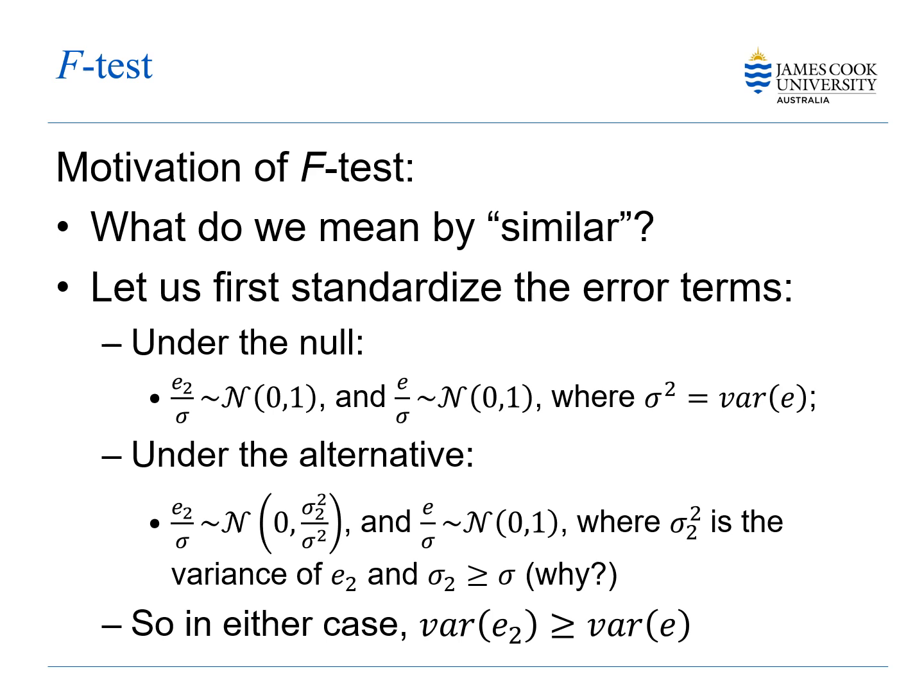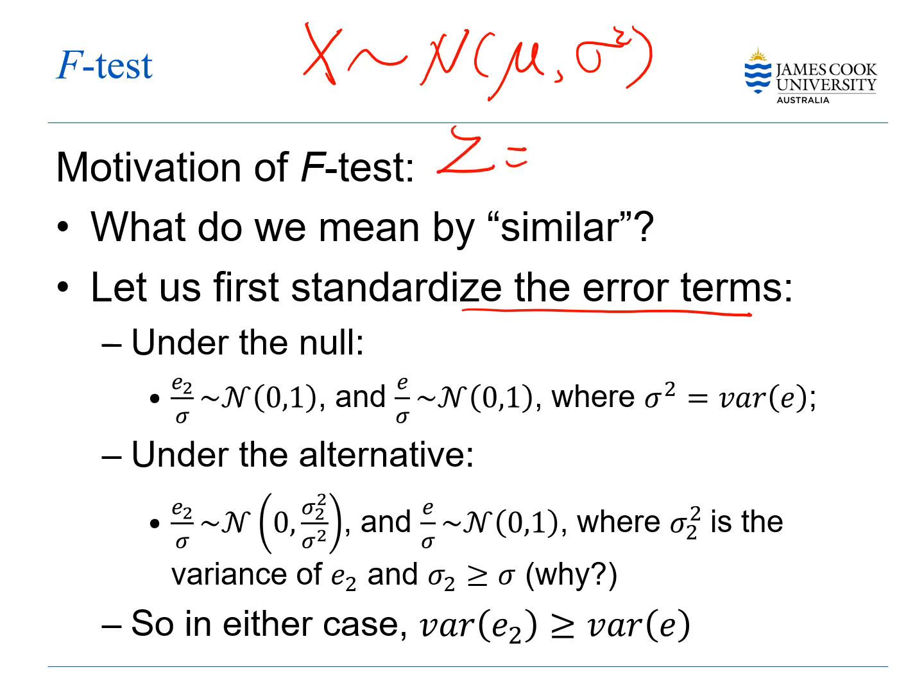So what do we mean by similar? To see this, let's first standardize the error terms. Let me have a side note here. Suppose we have a random variable x, which is normally distributed with mean mu, variance sigma squared. Then we can standardize this x, say let's call it z, by doing this transformation: x take away the mean divided by the standard deviation, and we can show that this is now standard normally distributed with mean 0, variance 1. Okay, that's a side note.